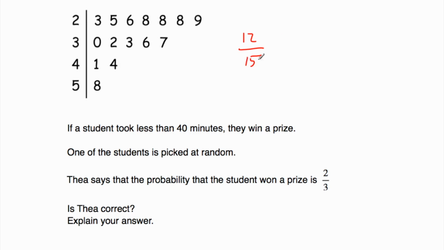So 12 and 15, they're both divisible by 3. We can divide both of these numbers by 3. 12 divided by 3 is 4, and 15 divided by 3 is 5. So actually, 4/5 of the students win prizes. So that means the probability of picking one at random would be 4/5, not 2/3.